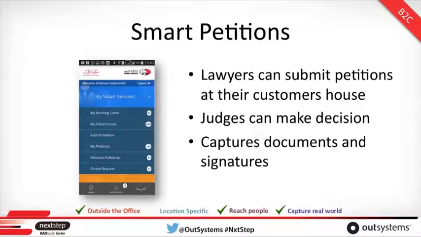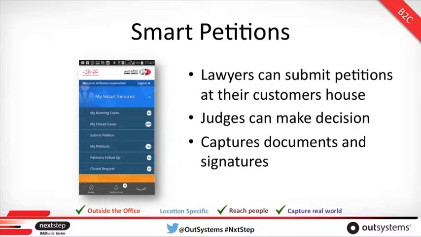And of course, it captures the documents because this is a court. It needs proofs. So it enables them to simply capture either with the camera or by scanning the documents, sending them to the device, and sending them through the application. And also, it enables the judges, the citizens, and the lawyers to collect all of the necessary signatures.